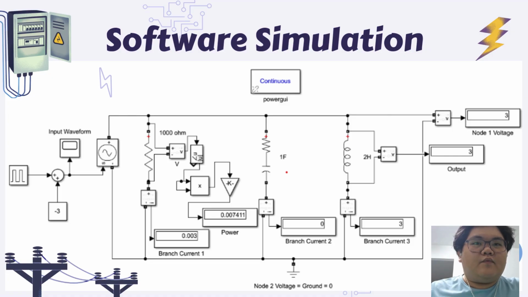At the most right part, there is a node voltage for the upper node. Since we only have two nodes in this circuit, and the bottom node is connected to ground, the bottom node is 0. Then here, at the right side of the resistor, is the power for the resistor, which shows 0.007411. That is the power for the resistor.